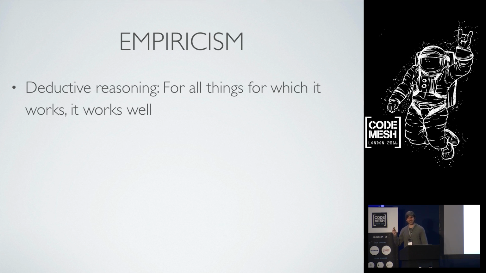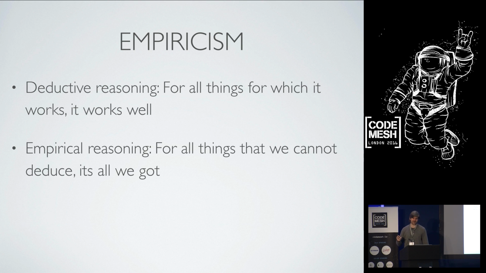I think this is something everyone can agree with at least: deductive reasoning for all things for which it works well, and empirical reasoning for all things that we cannot deduce, it's all we've got, right? And I would argue that the set of things that empirical reasoning will apply to in software engineering and computing in general is only going to expand. As systems get more complex, as systems become more difficult to predict and understand, empirical reasoning is going to become a more dominant way that we approach these things and figure out what's going on and what we need to do.